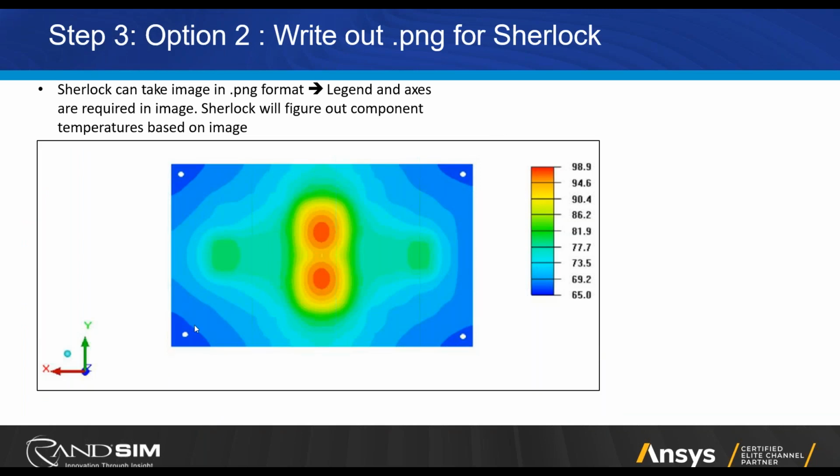The second option works by exporting a PNG. So what you'll do is export the PNG from IcePak and then bring it into Sherlock. This is done by clicking in the design pane.